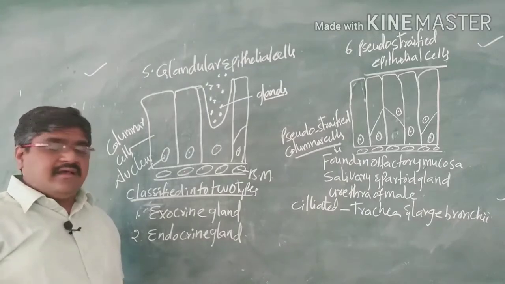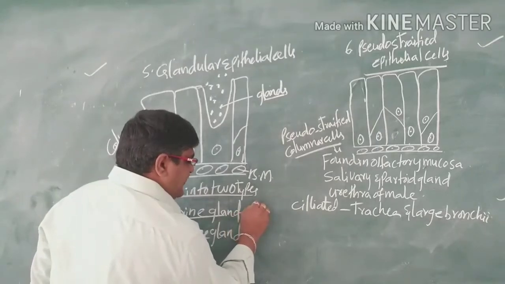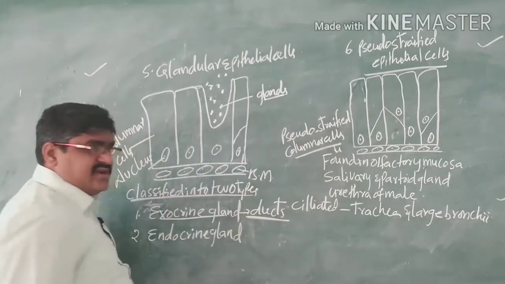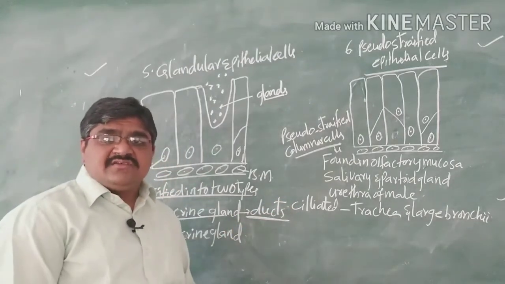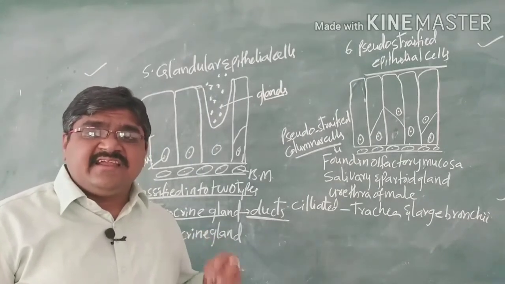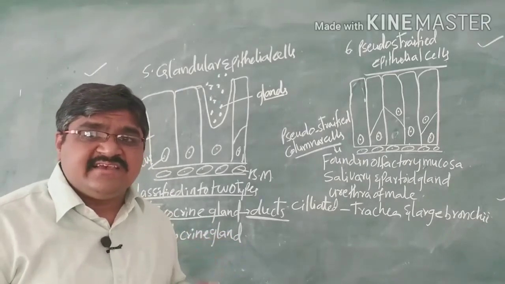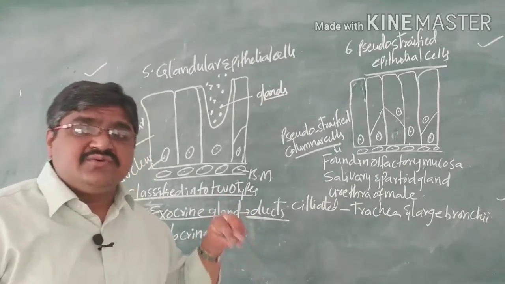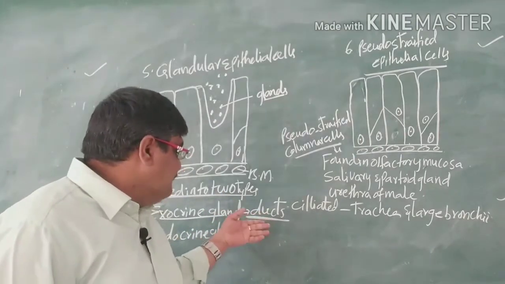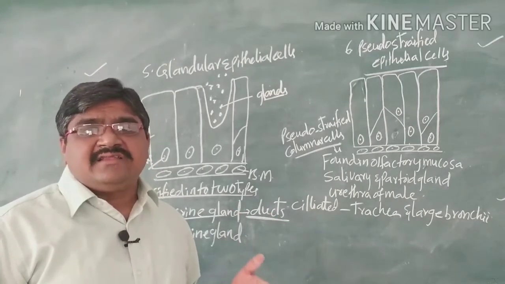Exo means the glands which consist of ducts. What are ducts? Tube-like structures. Through the ducts they pass their secretion into different regions of the body. So we can call them exocrine glands. Exocrine glands are the glands which consist of ducts.